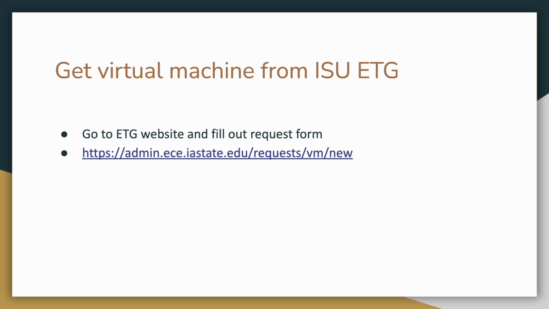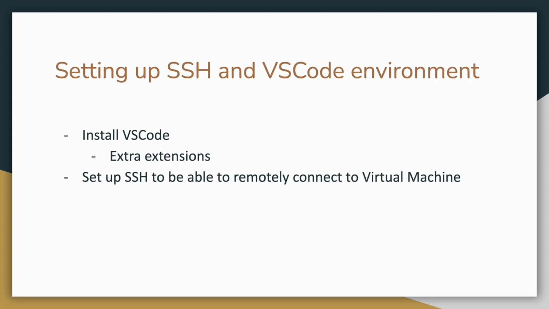So to get the virtual machine from ISU-ETG, you just go to their website and fill out the request form, and I have linked it right here. And you just fill out the information. The turnaround time for that would be a couple hours. They're pretty quick with it.